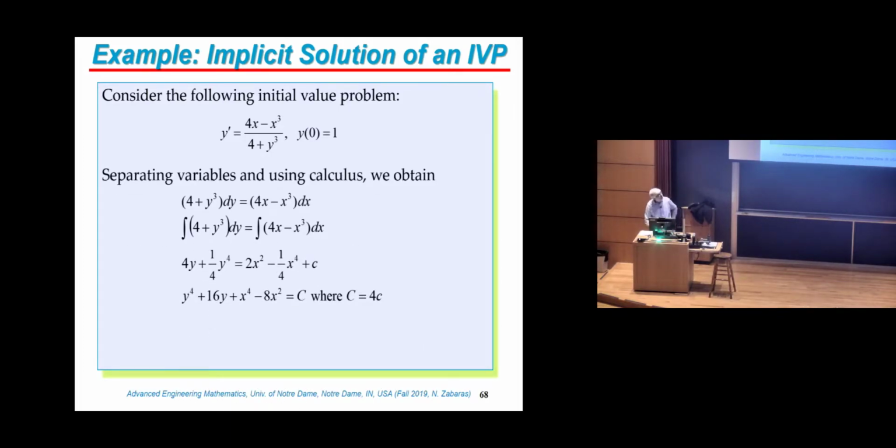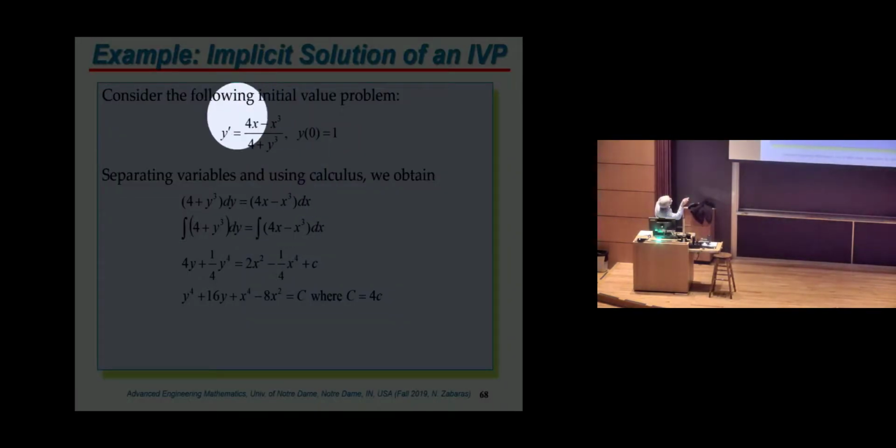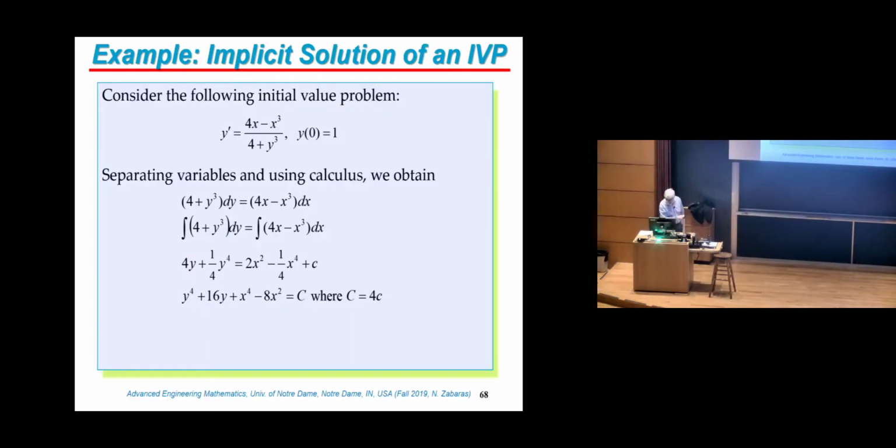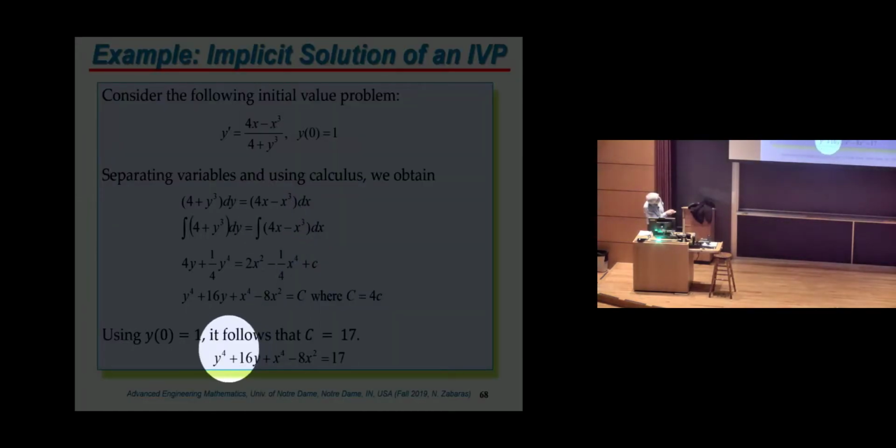Here is another equation. There are a lot of examples in the notes, but if you look at this, it's also separable. If you integrate y and x separately, you get this. This equation is a fourth order equation in y. If you put some initial conditions, y of 0 equal to 1, you can calculate the constant of integration, and you get something like that. Assuming that you can solve this equation, if you cannot solve it exactly, you can certainly solve it numerically.